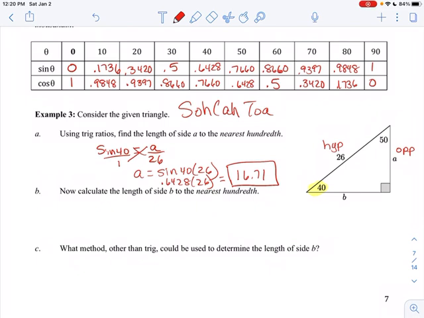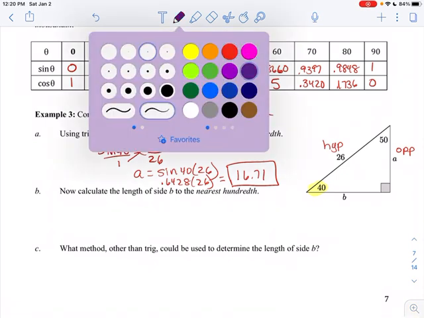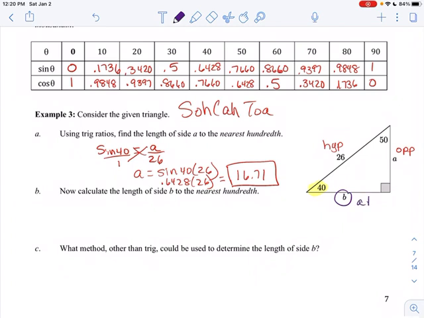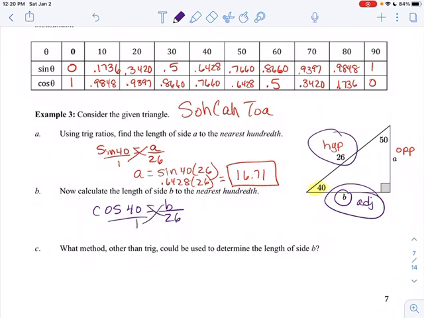All right, so same thing, I want to find the length of side B to the nearest hundredth. So now I'm trying to find B. This is adjacent. So I got adjacent and hypotenuse. So therefore I'm going to use cosine. Cosine of 40 equals adjacent over hypotenuse. Put a 1 under here, cross multiply. 1 times B is B. Cosine of 40 times 26. Cosine of 40, I can look at my chart right here, but I would just do it in my calculator. 0.7660 times 26, and that gives me 19.92.